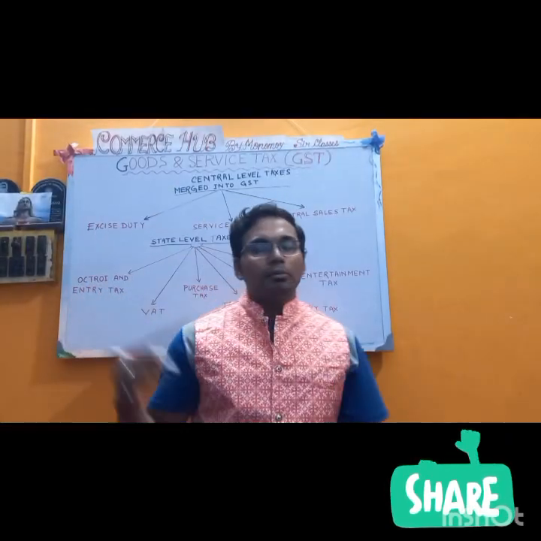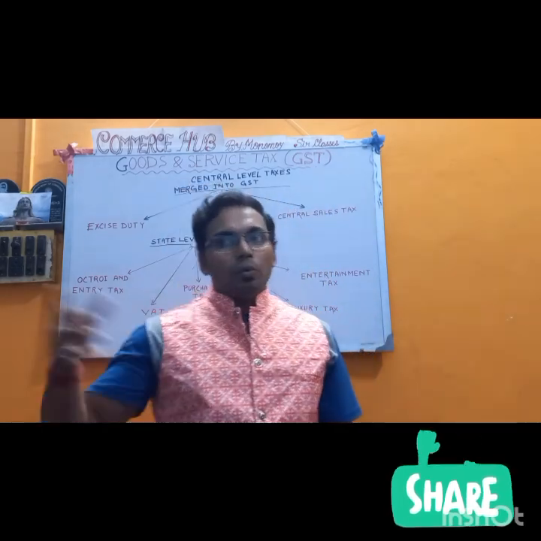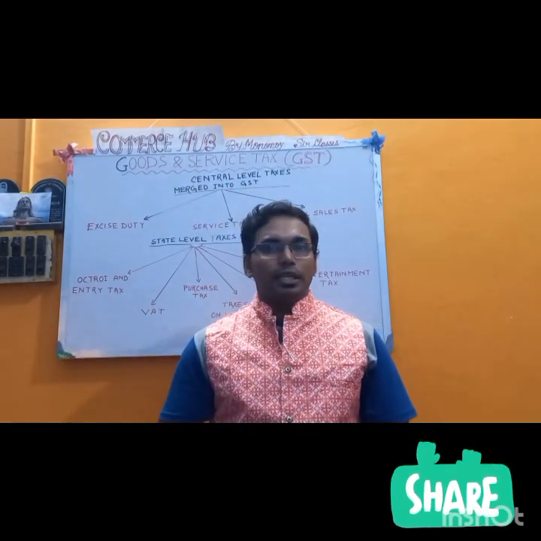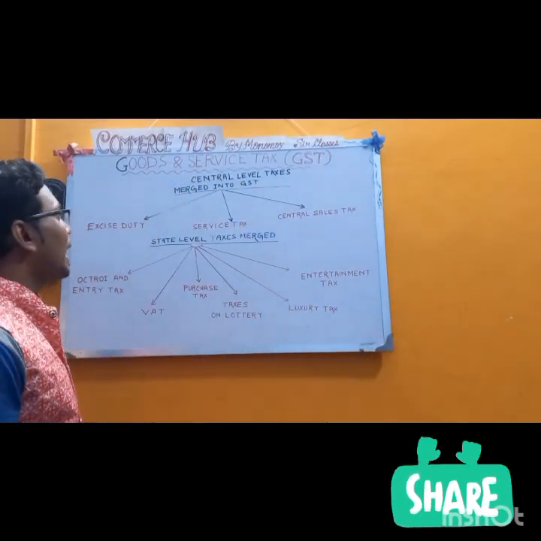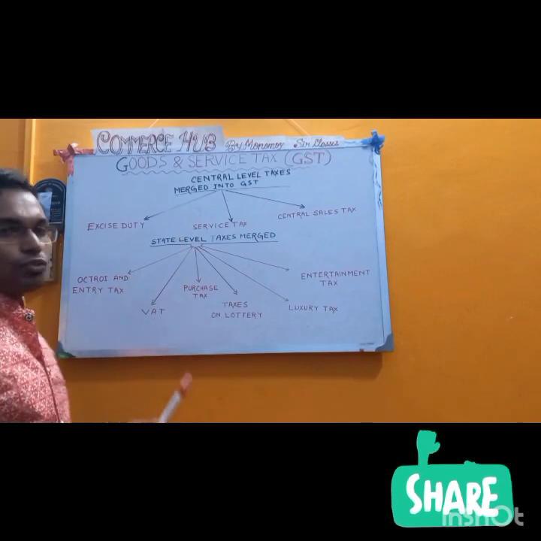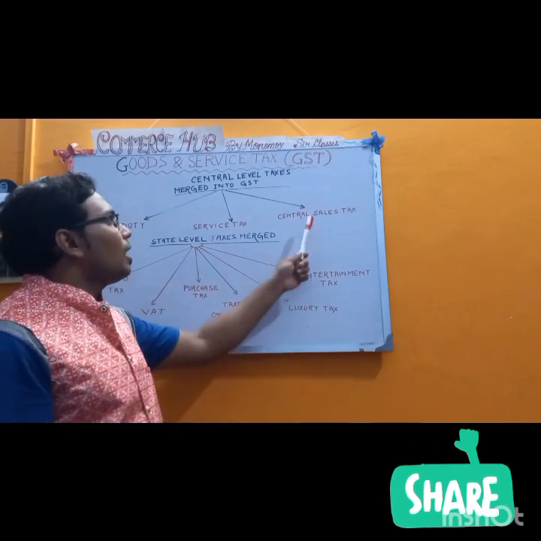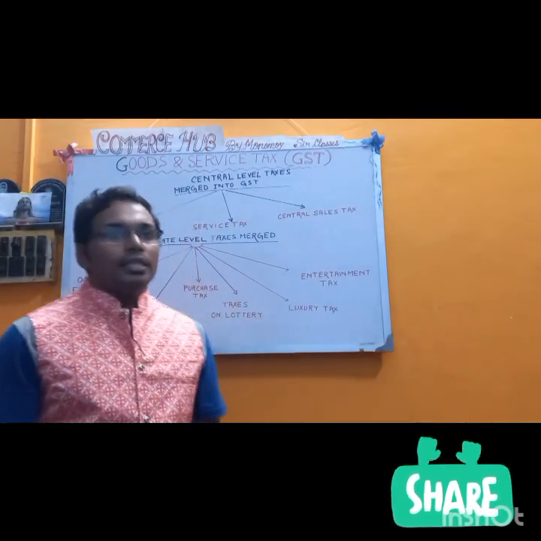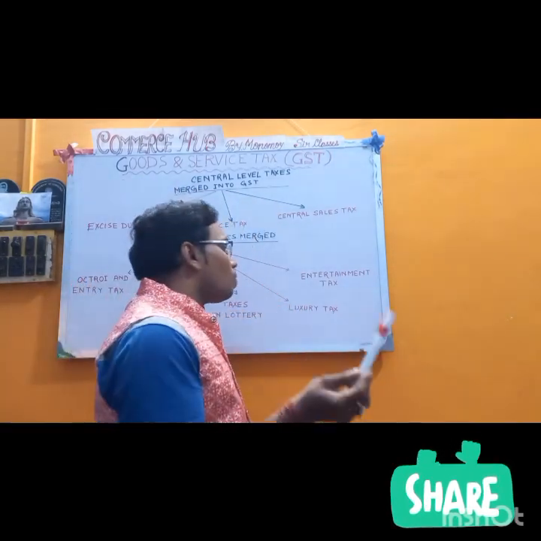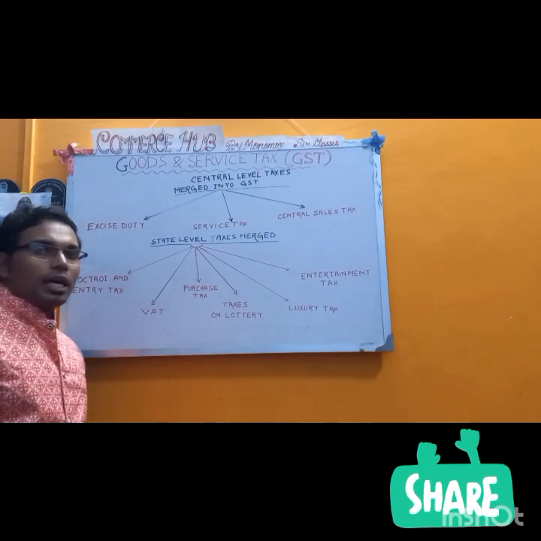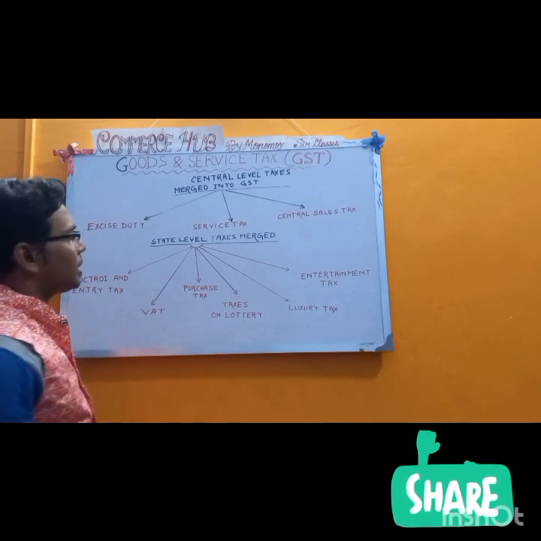So now we come to the end of our video, but before ending I want to say which types of taxes are merged with GST. You have to see this. In the case of central level taxes merged with GST, there are three taxes. One is excise duty, second one is service tax, and third one is central sales tax. These three taxes are merged into the central level GST, while in the state level a total of 6 taxes are merged with the GST.